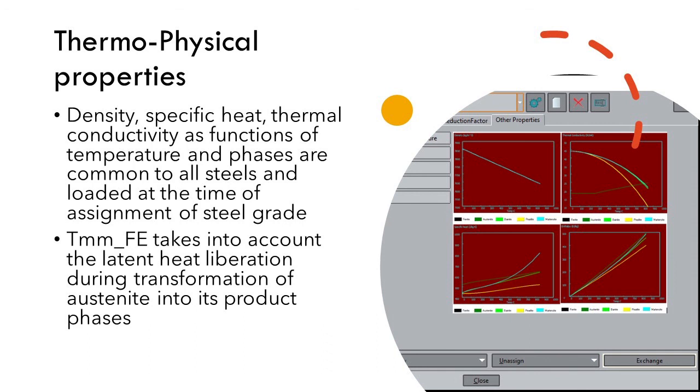Thermophysical properties, density, specific heat, and thermal conductivity, as functions of temperature and phases, are common to all steels and loaded at the time of assignment of steel grade. The software takes into account the latent heat liberation during transformation of austenite into its product phases.